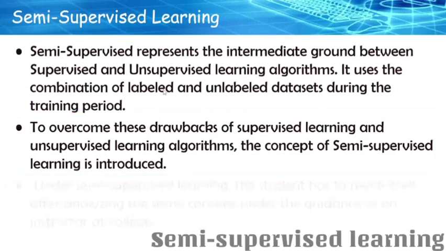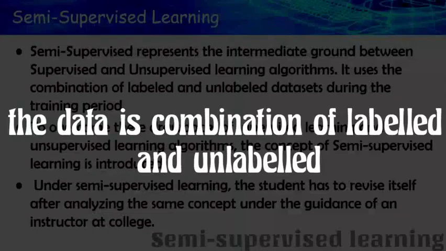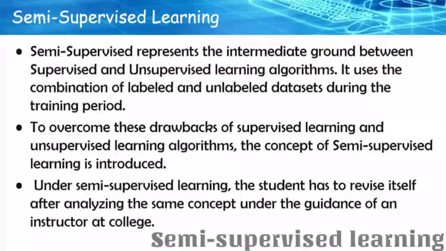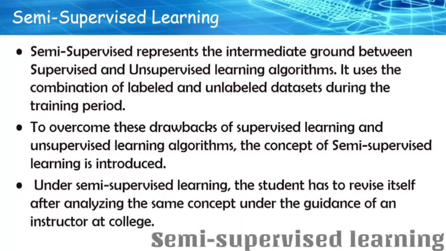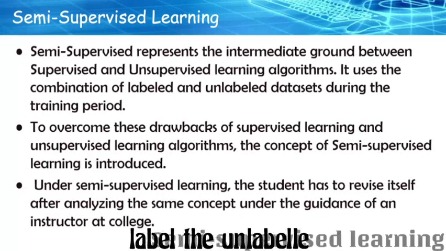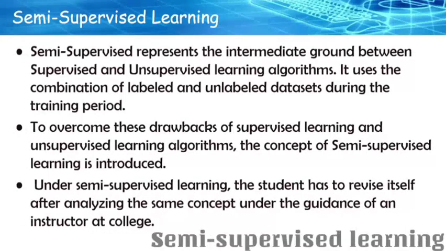In this algorithm, the training data is a combination of both labeled and unlabeled data. Labeled data exists in a very small amount, while there is a huge amount of unlabeled data. This is something you need to remember. Initially, similar data is clustered with an unsupervised algorithm, and then it helps label the unlabeled data into labeled data. This is because labeled data is comparatively more expensive to acquire than unlabeled data.